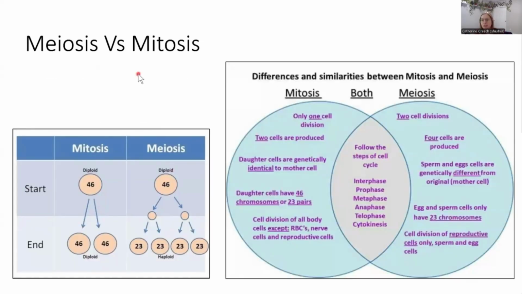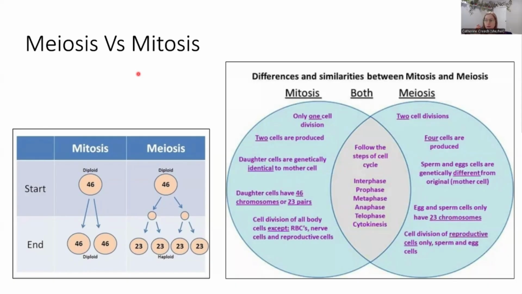I want to compare mitosis and meiosis. So in mitosis, you start with 46 chromosomes, you produce 2 daughter cells, and they each have 46 chromosomes. Mitosis takes diploid cells and produces diploid cells. Mitosis produces identical daughter cells, and mitosis is used for growth, repair, development. Mitosis creates somatic cells only.